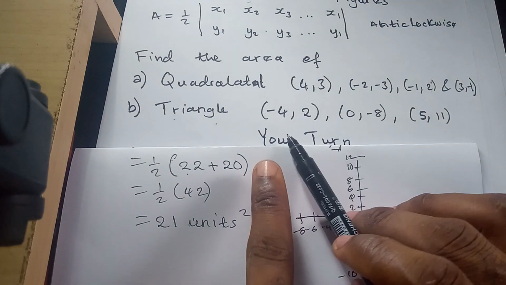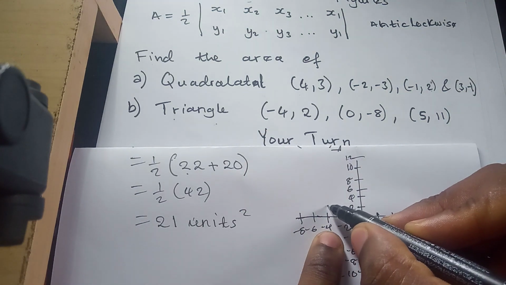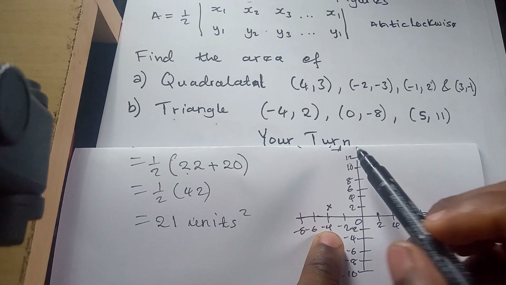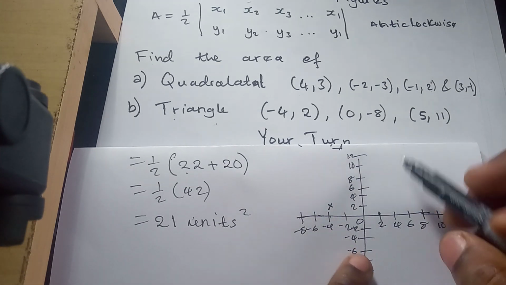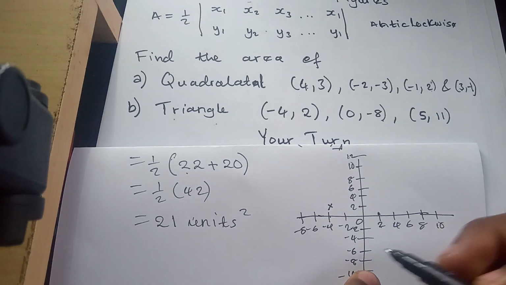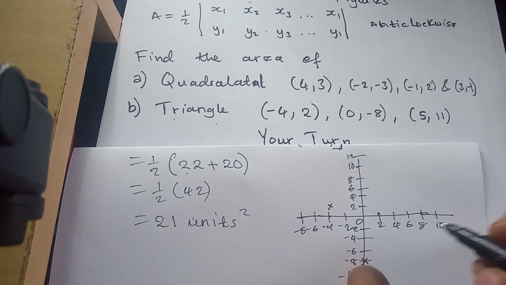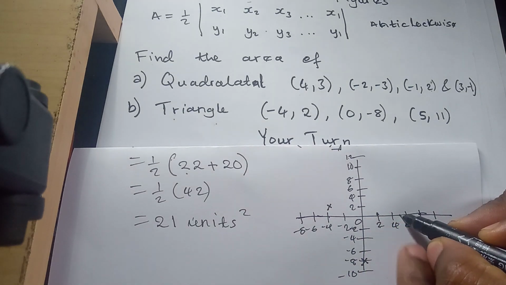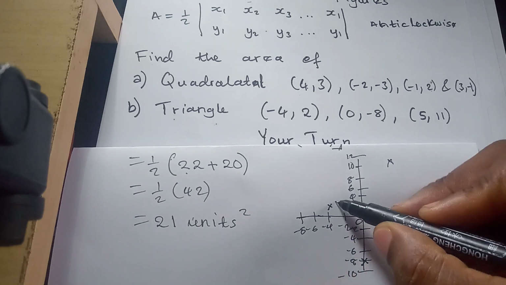So our first point is negative 4, 2. So we have negative 4, 2 somewhere here. Then we have 0, negative 8. So x is 0 and then y is negative 8. So we have 0, negative 8. Then we have 5, 11. So 5, 11 is somewhere there.